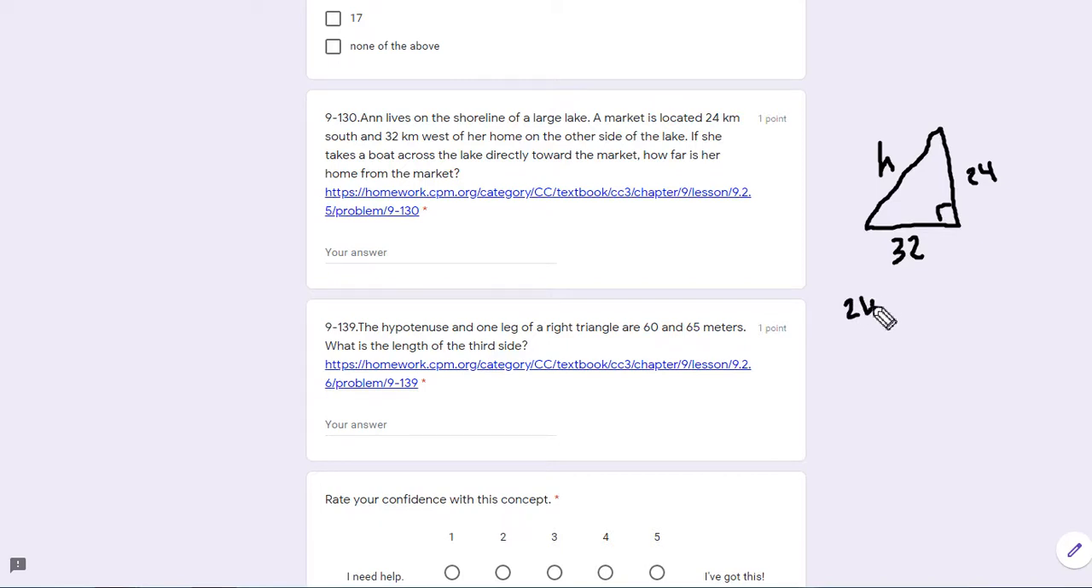So we have 24 squared plus 32 squared equals, we're going to use our c squared. You can use h squared, but I'm sticking to c squared because it's what the formula is and I know it. 24 squared, I don't know that off the top of my head. It is 576. 32 squared, I don't know that one off the top of my head either. It's okay if you don't know these. Use your calculator, plug it in. I get 1024.